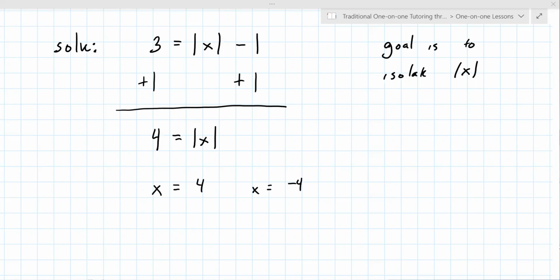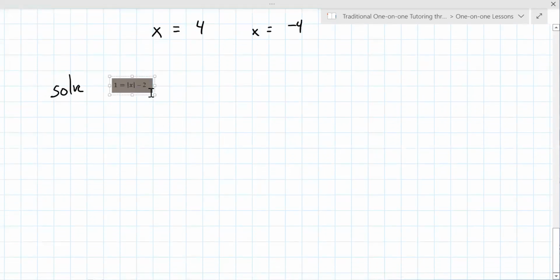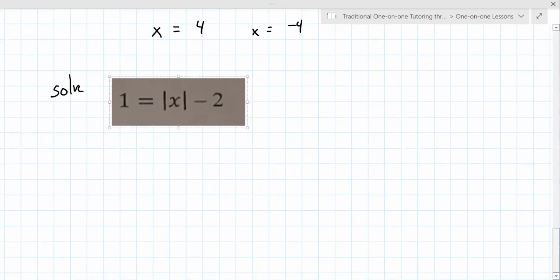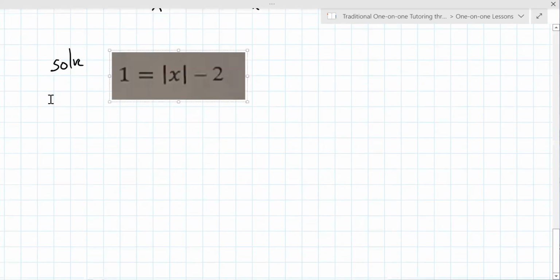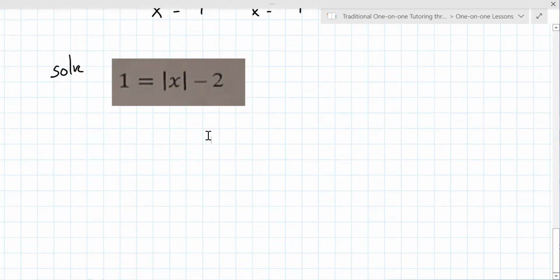Okay. So we'll do another one here. Same instructions, to solve 1 equals absolute value of x minus 2. Your goal is to isolate the absolute value of x. I got my absolute value of x equals 3. Yeah, so x is 3 or negative 3. Perfect.